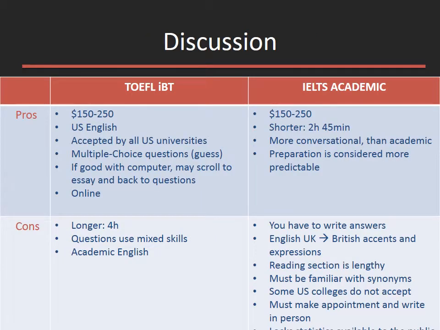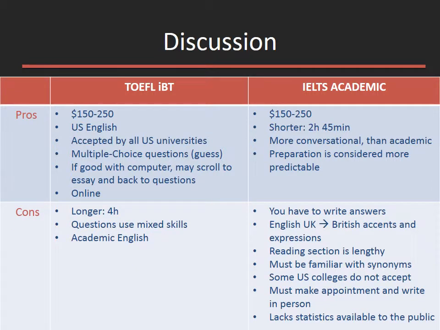With any measure, there are both pros and cons related to the overall test. Taking a look at the TOEFL iBT, one would notice that the pros include it being relatively affordable at $150 to $250, the fact that it's tested in US English and accepted by all US universities. The questions are multiple choice, meaning if you don't know the answer, you could guess and possibly still get it right. Also, if an individual is good on the computer, they may scroll to the essay, back to the questions, easy to access. The test is done online for convenience. However, the cons include that it is longer at 4 hours, questions use mixed skills, and the fact that the content is presented in academic English.